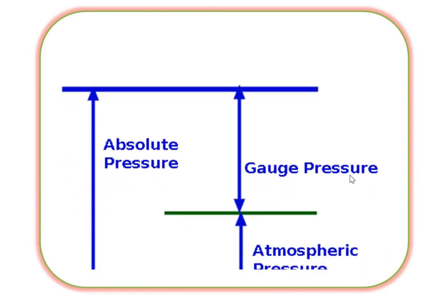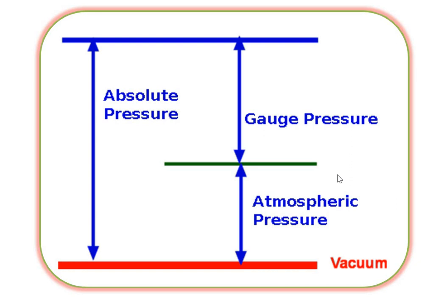So in terms of the chart or the graph, the simplest way is that the absolute pressure uses absolute zero as its zero point, while the gauge pressure uses atmospheric pressure as its zero point. So from this graph we see clearly that absolute pressure is the addition of gauge pressure and atmospheric pressure, and gauge pressure is the difference between absolute pressure and atmospheric pressure.